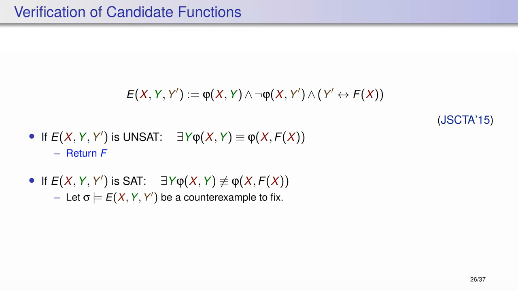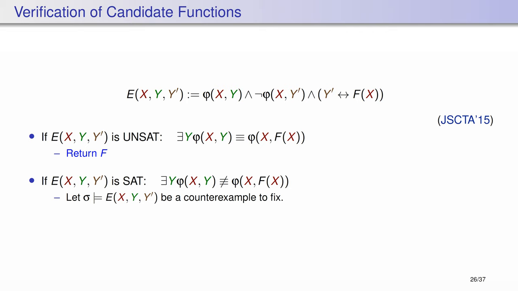Well, this is a problem that can be specified very formally. We can construct a new formula. And what does this formula say? Here's the formula: phi of X, Y and negation of phi of X, Y prime, where Y prime is the same as F of X. Let me help you read what this formula says. It says, is it ever possible that there is an assignment over X and an assignment over Y so that the specification is satisfied, but if you were to substitute the output of the function, then the specification would be falsified.